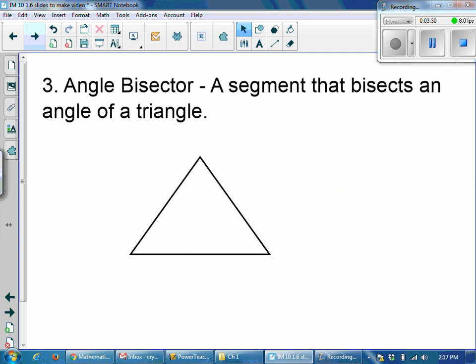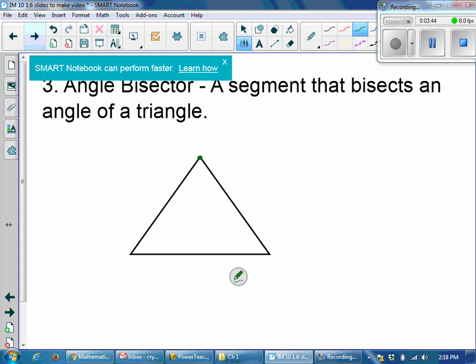The third type of segment is an angle bisector. So remember, the word bisect means cut into 2 congruent parts. So an angle bisector starts at a vertex and it bisects that angle. So it makes this part of the angle congruent to this part of the angle. It doesn't necessarily bisect the opposite side. So it has nothing to do with the opposite side, it bisects the angle.